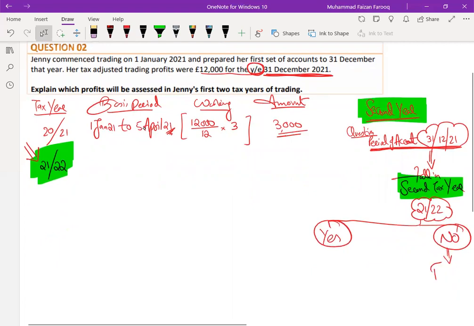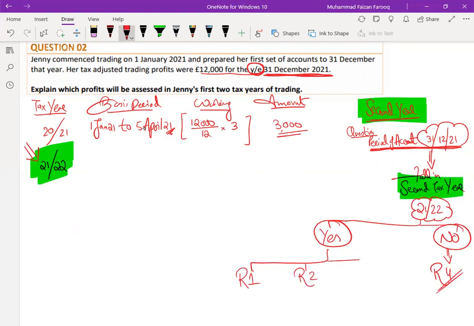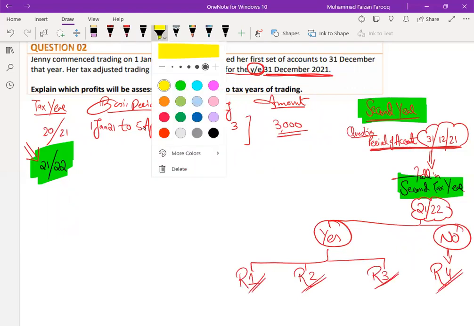If your answer is no, we are going to apply rule number 4. And if your answer is yes, we have rule 1, rule 2, and rule 3. We have 3 rules. Relax. I will explain each and every rule. Till here, if you have any confusion, please ask me.